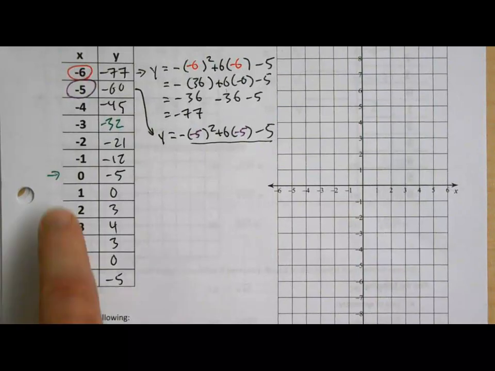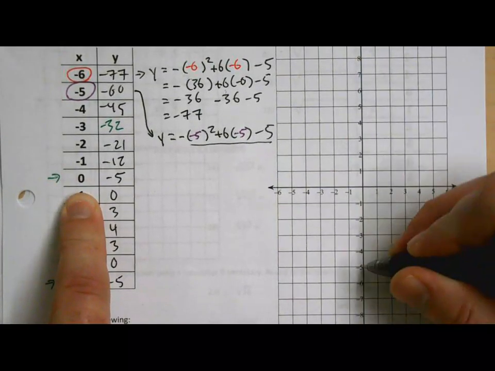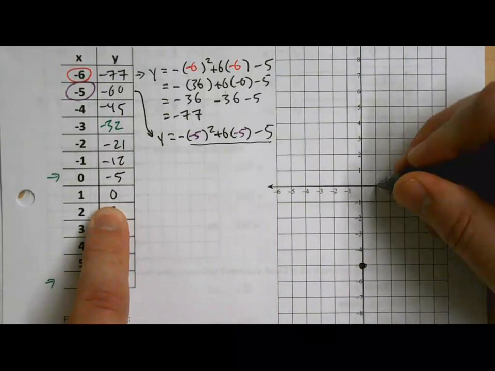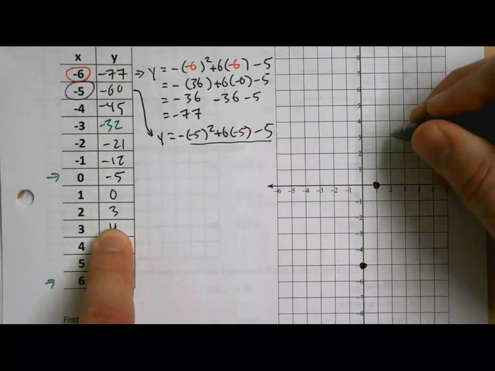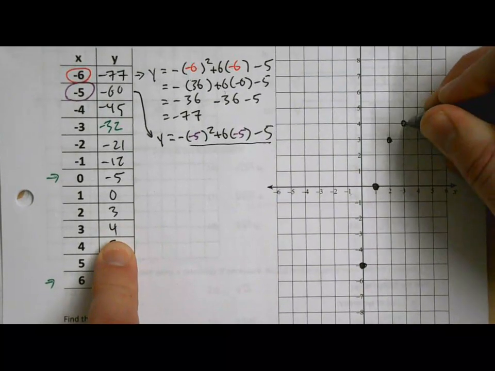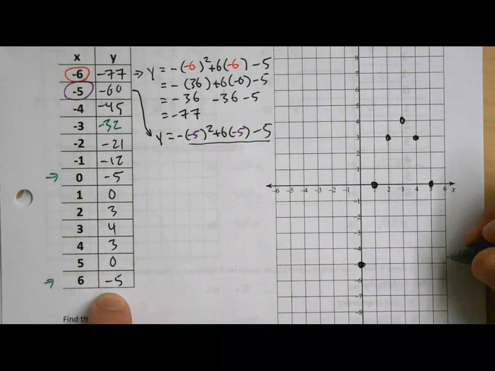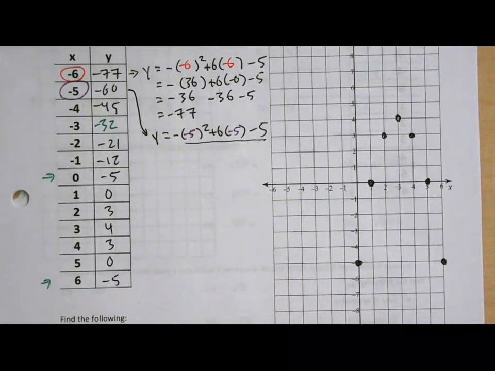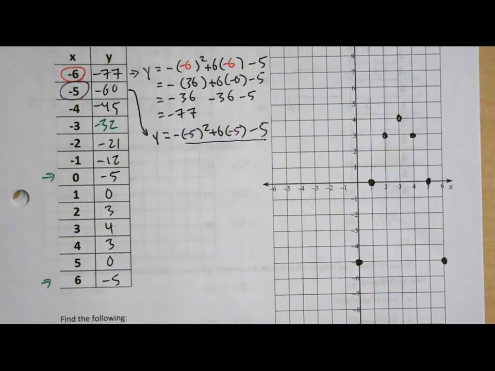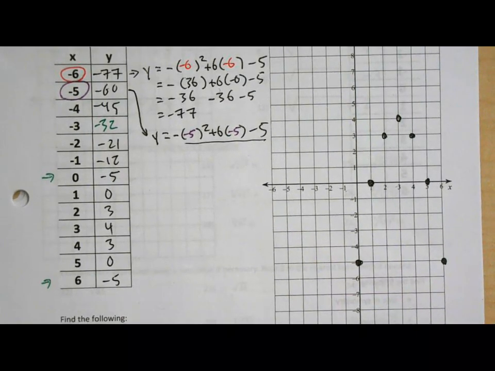All right, let's do this. 0, negative 5, 1, 0, 2, 3, 3, 4, 4, 3. When you get your points plotted, go ahead and check against mine. Make any corrections that you need to. Let me know if you have any questions.